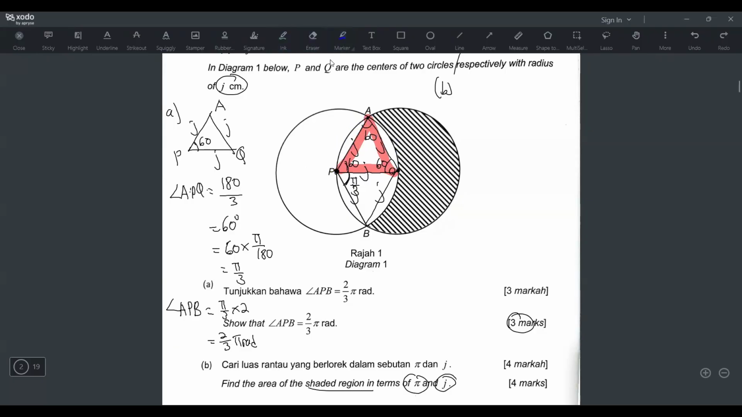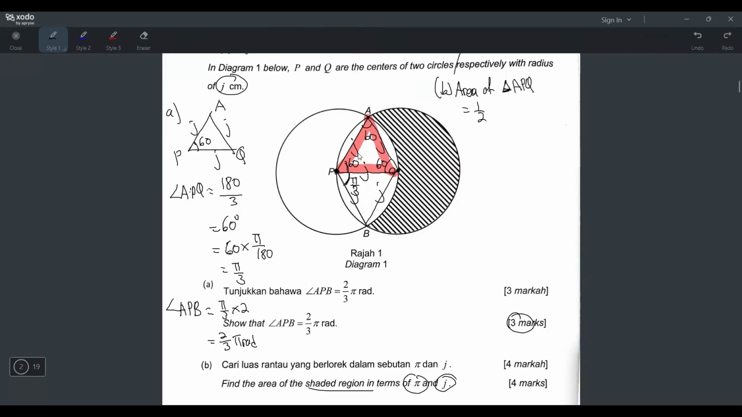So I think how I would do it is I will find the area of triangle, because later I know this triangle, later I have to minus out. So I will try the area of triangle APQ first. And which formula will I use? 1 over 2 AB sine C. Because this is like AB sine C, right? So the A and B will be j and j, which is j square. And then times sine, sine of the included angle, which is 60. Okay, sine 60 will be root 3 over 2.